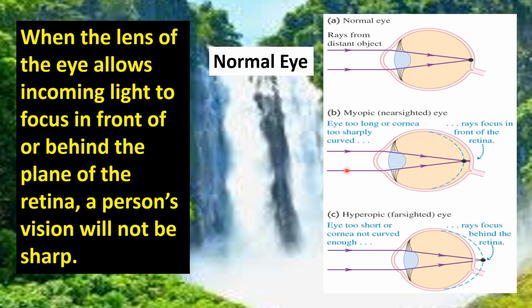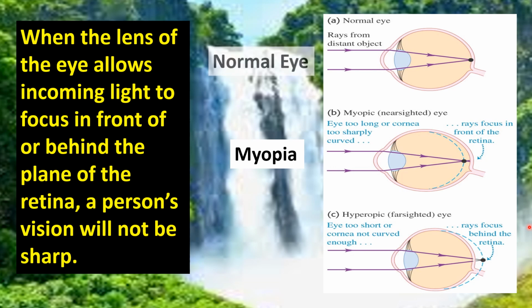If the eyeball is too long or the cornea is too sharply curved, the rays are focused in front of the retina. Alright? Hence, the vision is blurred. And this vision defect is what we call myopia, or the person has a nearsighted eye. Right?